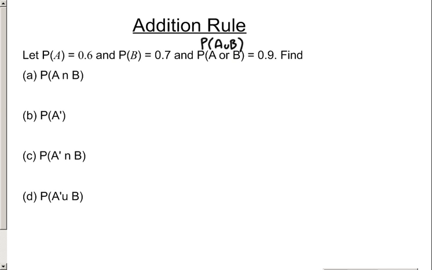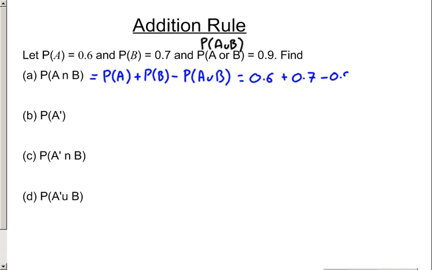So using our rule, probability of A intersect B, this is the second one we had, was the probability of A plus the probability of B minus the probability of A union B, which in this case is 0.6 plus 0.7 minus 0.9, and that is equal to 0.4. So it tells us the intersection is equal to 0.4.